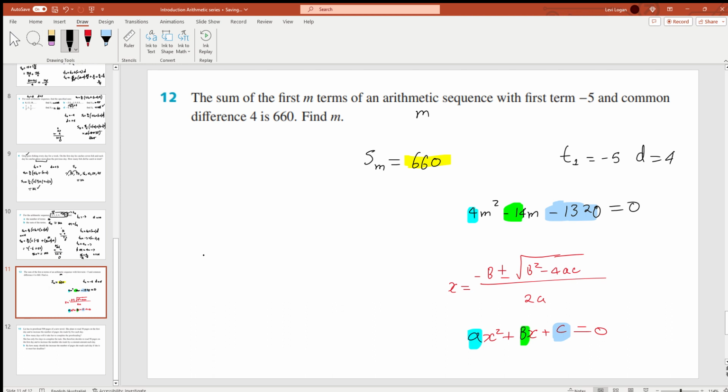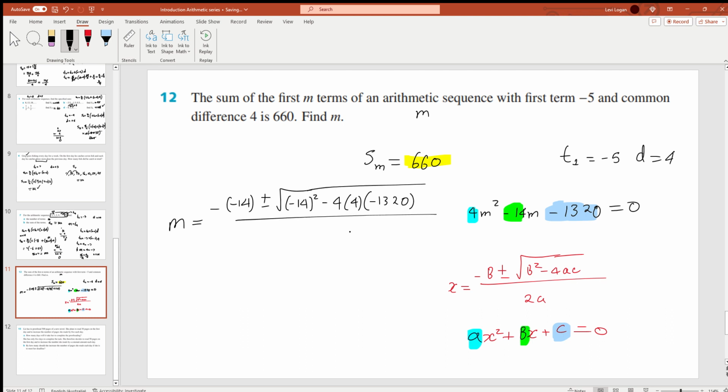Okay, so in other words, M is equal to negative 14 plus or minus the square root of negative 14 squared minus 4 times 4 times negative 1320, all over 2 times 4. Okay, so M equals, now this is going to be positive 14 plus or minus 14 times 14. That is a bit ridiculous to work out, but we can do that anyway.